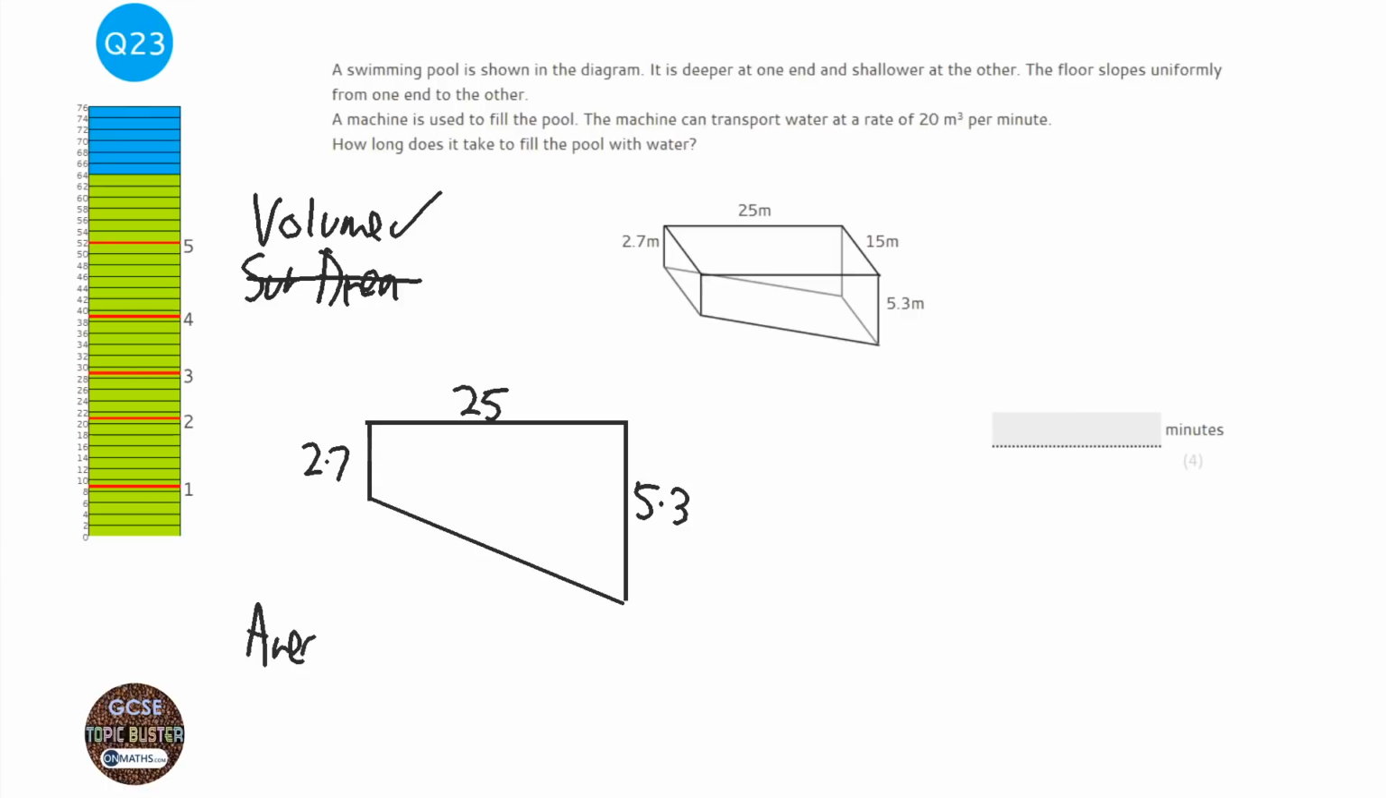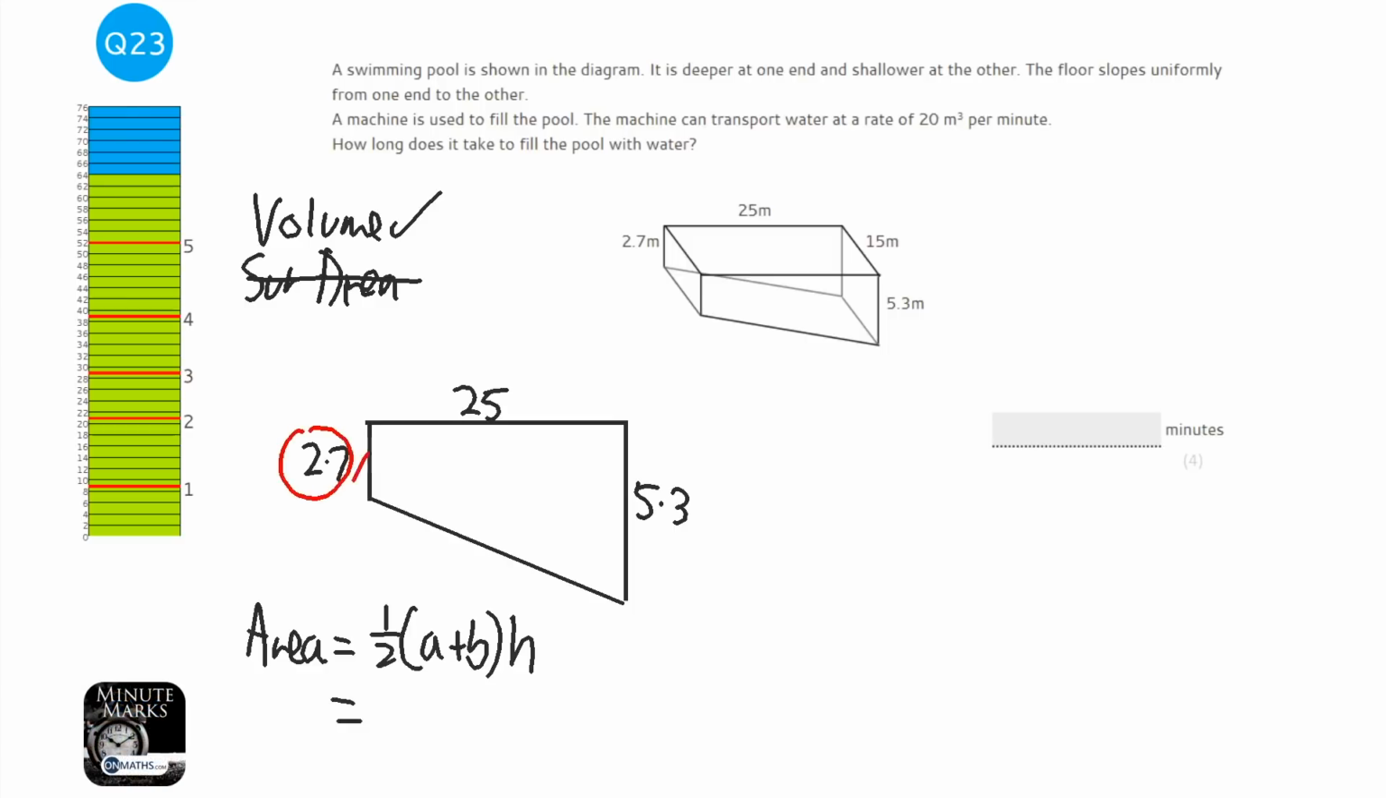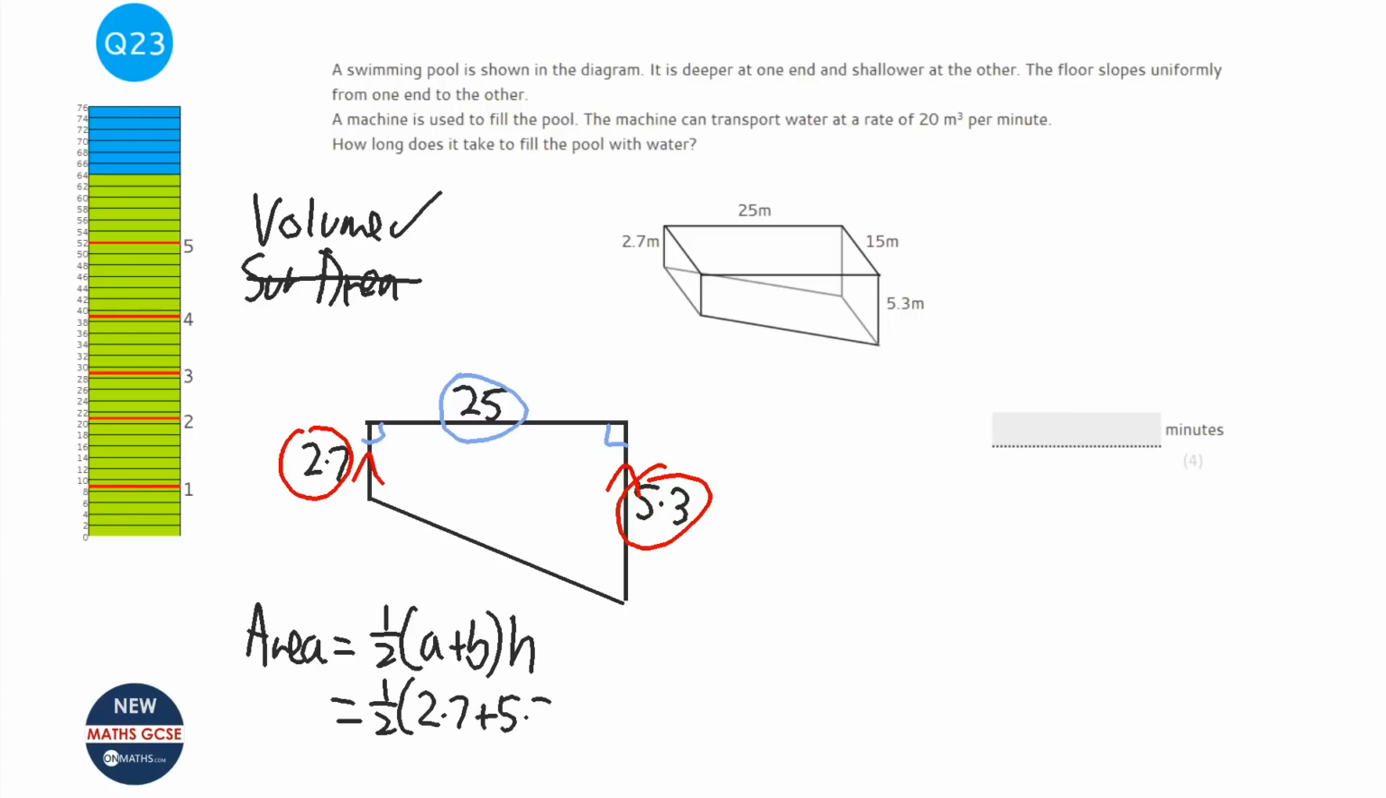So we've got to first of all work out the area. Now the area of a trapezium is half (a plus b) h. Now a and b are always the two parallel sides, and then the height is the one that connects them at right angles. So the height is going to be 25 there. And all you're doing is working out the average of the two bases, the 2.7 and the 5.3. We're going to times that by 25.